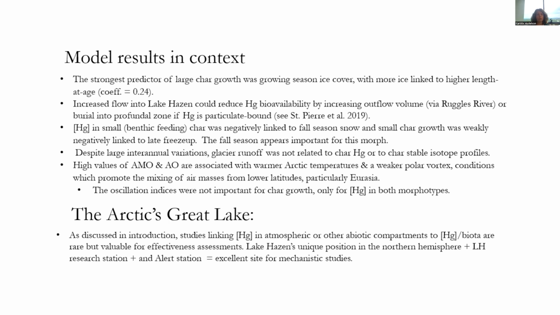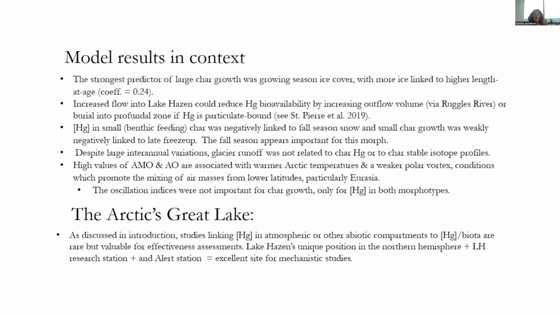Again, we see that mercury concentration in the small benthic feeding char was negatively linked to fall season snow. And in the growth model, that was weakly linked to later freeze up. So the fall season appears particularly important to that small benthic feeding morph. Then surprisingly, despite the large interannual variations in the glacier runoffs, we don't see that relating to char mercury or char stable isotope profiles.